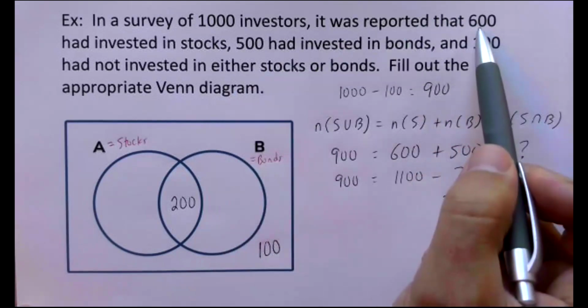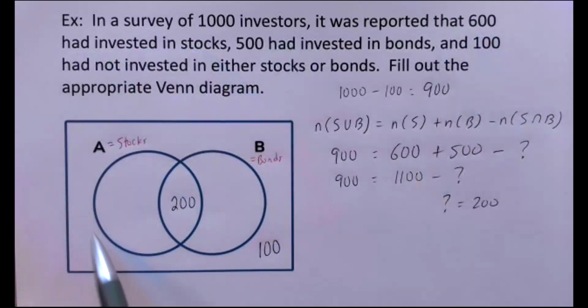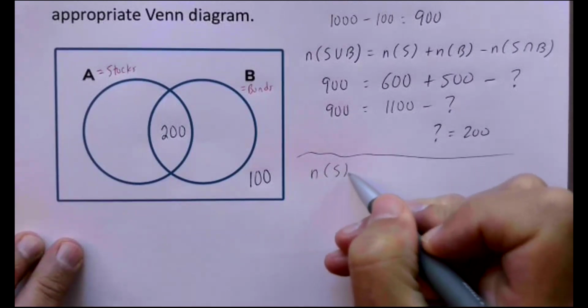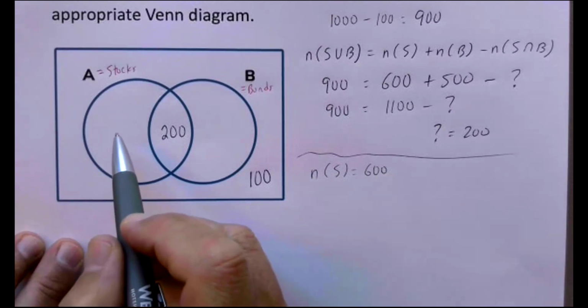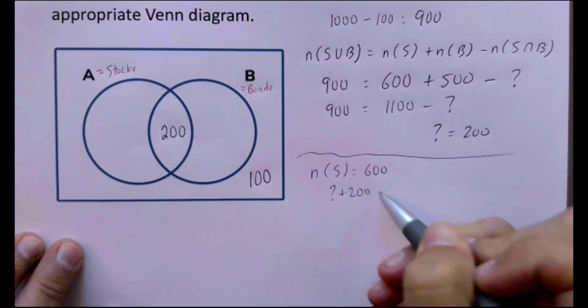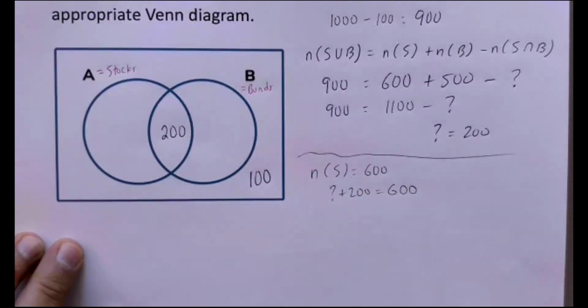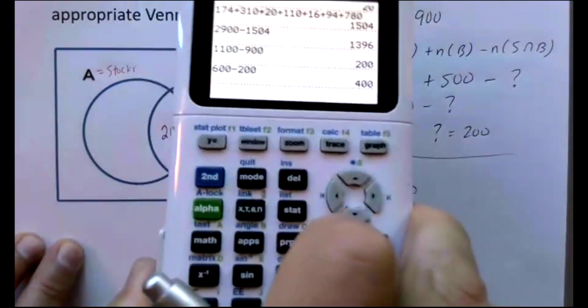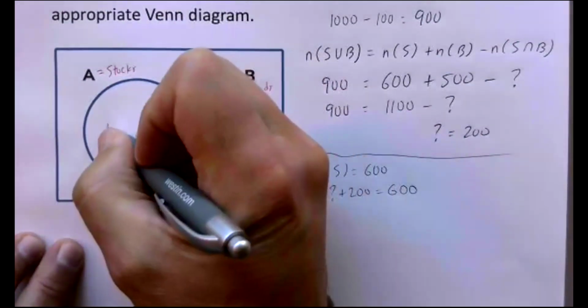We also, though, know that 600 people are supposed to be in the whole stocks circle, but 200 of them are right here. That means the rest of them are over here. In other words, since the number of people in the stocks circle equals 600, let me call that question mark now. Question mark plus 200 is supposed to equal 600. You can, of course, just take 600, take away 200, and you will see that that question mark on the far left side is 400 now.